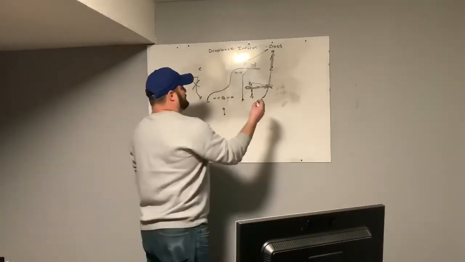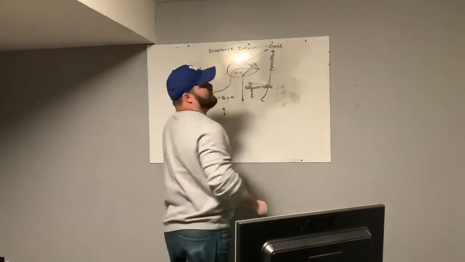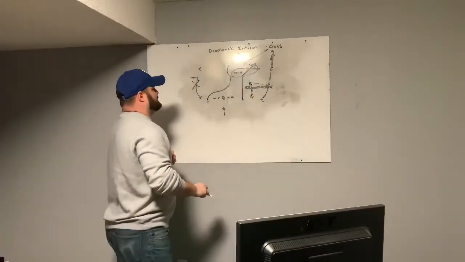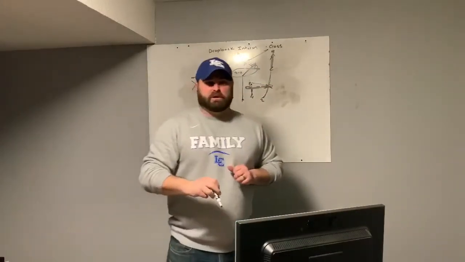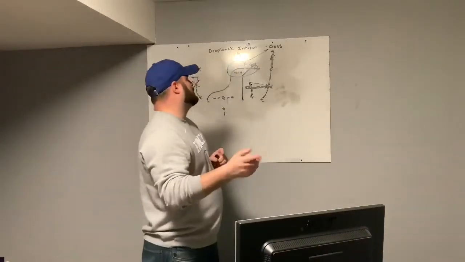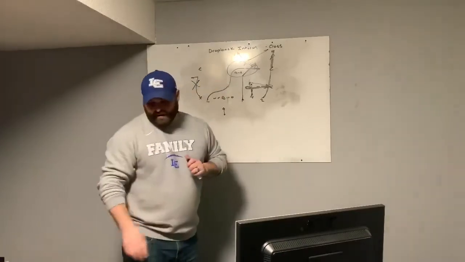But he's got to respect that double move, and he's got to play over top of it, leaving this window wide open. So that's cross. When we get 3x2, we add the cop to it, corner post, to occupy that safety and clear him out.